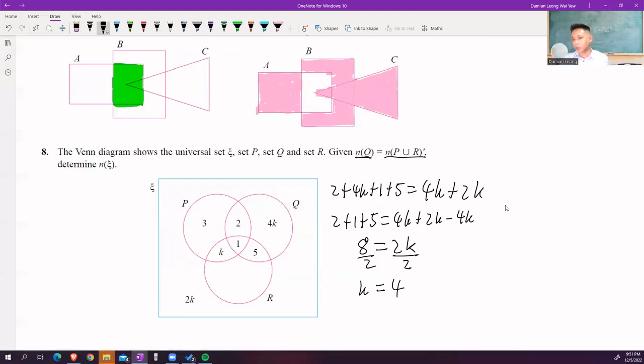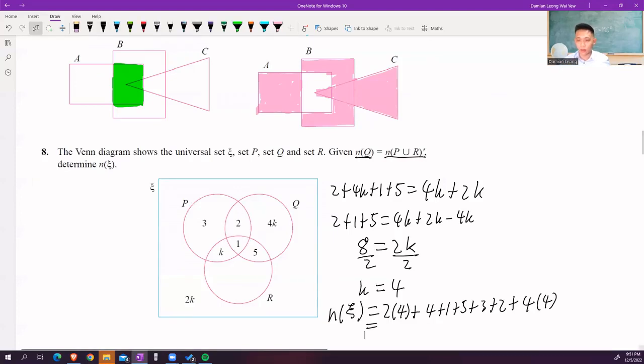Yeah. So the number of elements in the universal set is 2k. K is 4, so 2 times 4, plus k, 4, plus 1 plus 5, plus 3 plus 2 plus 4k. 4 times k, k again is 4. Yeah, so we just count.